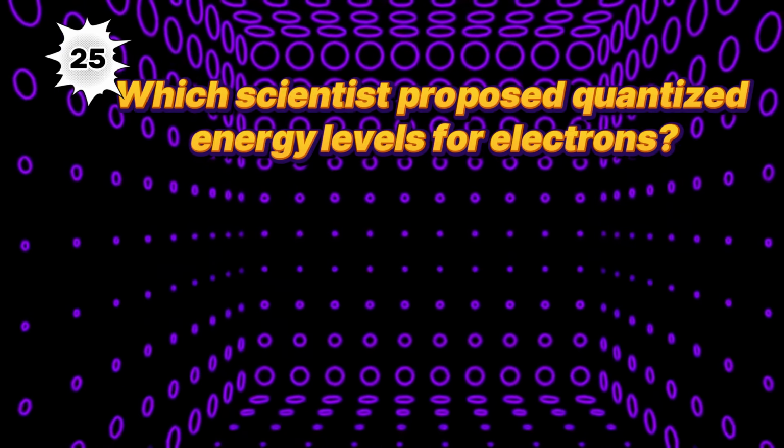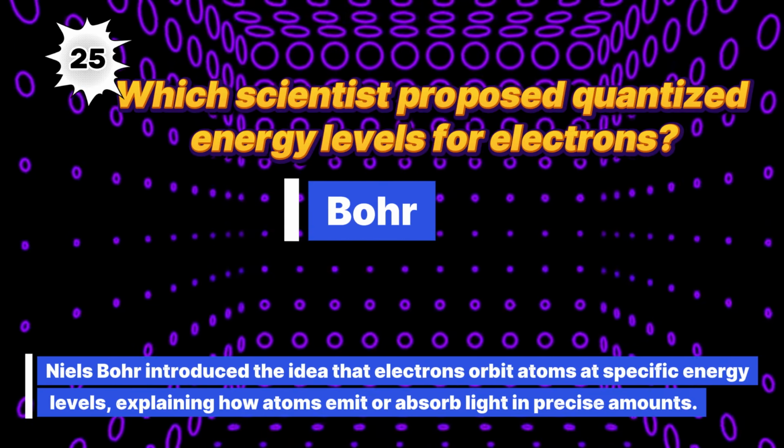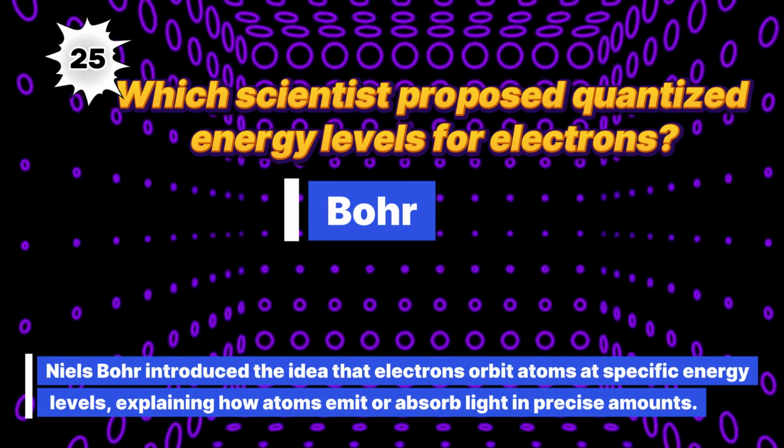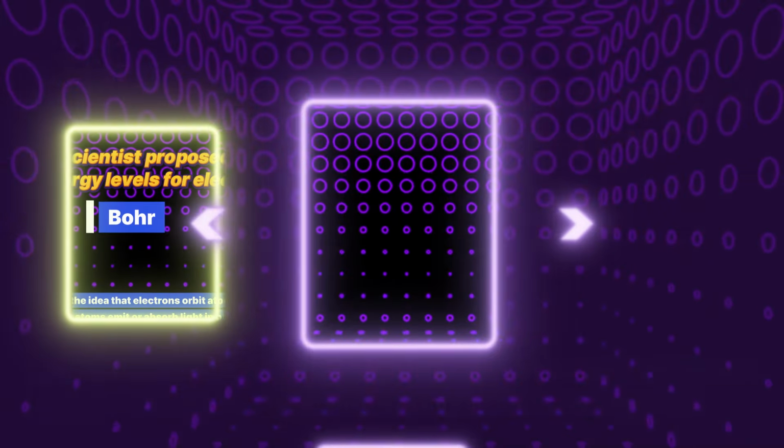The answer is definitely Bohr. Niels Bohr introduced the idea that electrons orbit atoms at specific energy levels, explaining how atoms emit or absorb light in precise amounts.